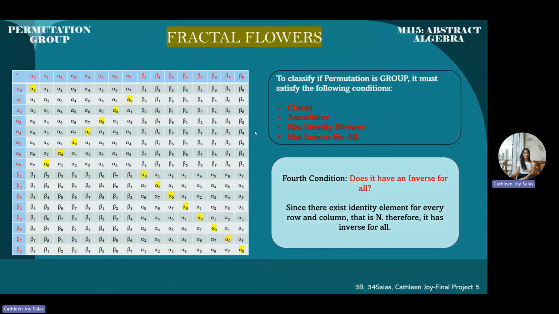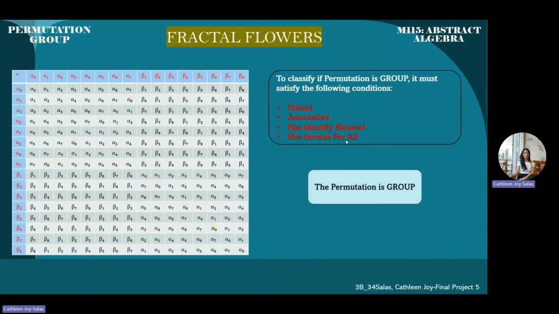So since we satisfy all the conditions, therefore we conclude that the permutation is a group.